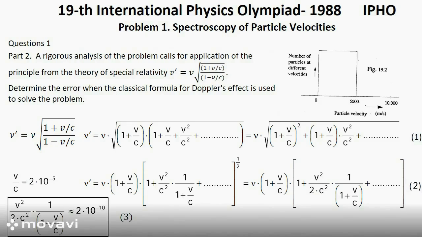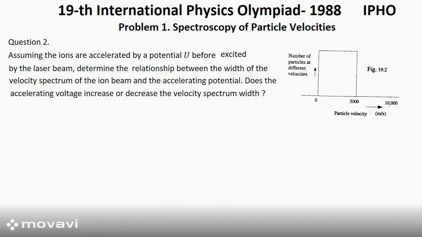The error in the application of the classical formula for the Doppler effect, however, is of the order of a factor 2 by 10 power negative 10. This means that the classical formula for the Doppler effect can be used to analyze the problem without losing accuracy. That was the solution to part 2 of question 1.